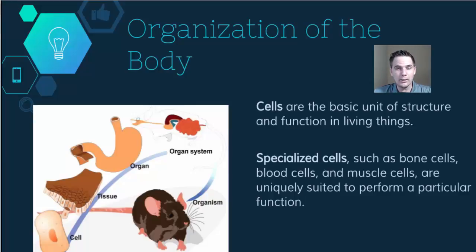There are some cells that perform a variety of different jobs and have a lot of different things they can do. And then there are some cells that are very specialized, such as bone cells and blood cells and muscle cells, which are all uniquely suited to perform a particular function. That means they have one job and only one job, and they're very good at it.